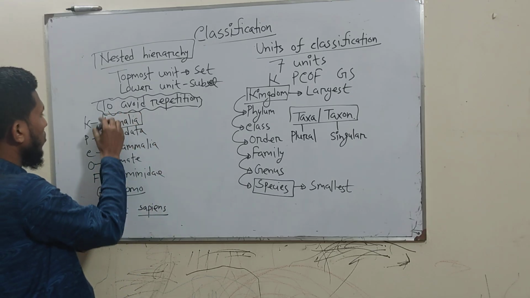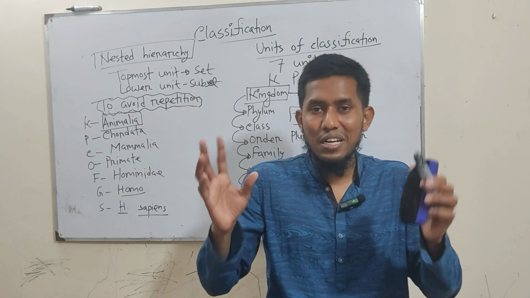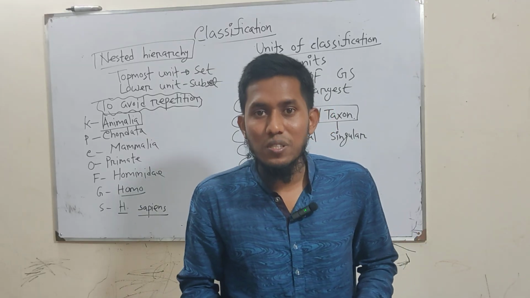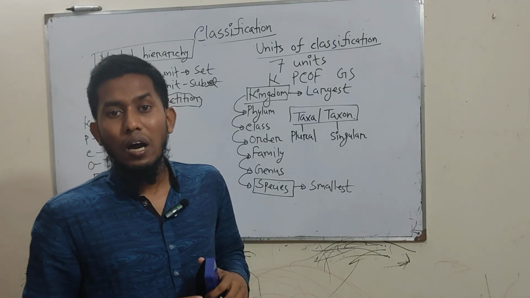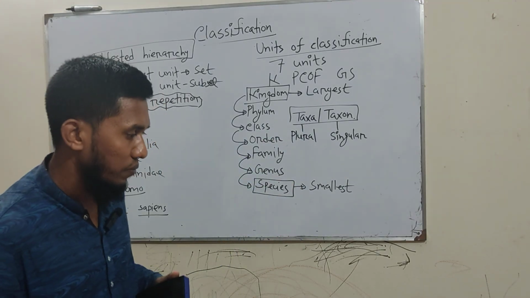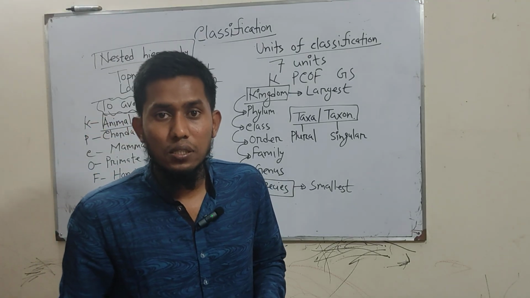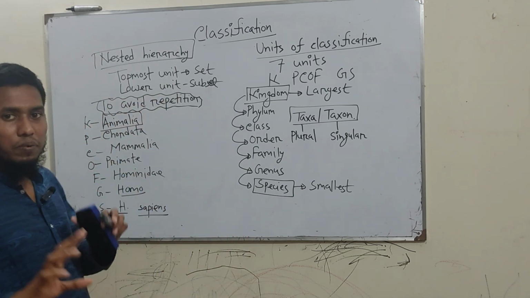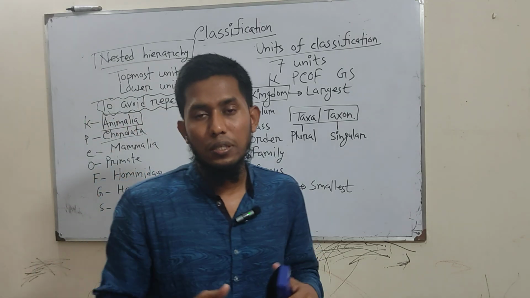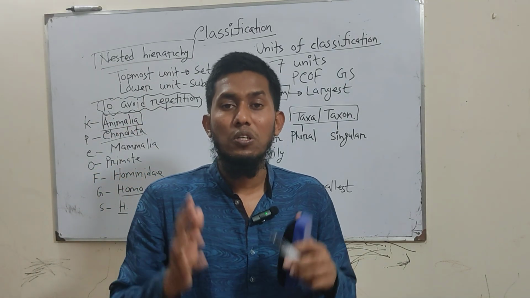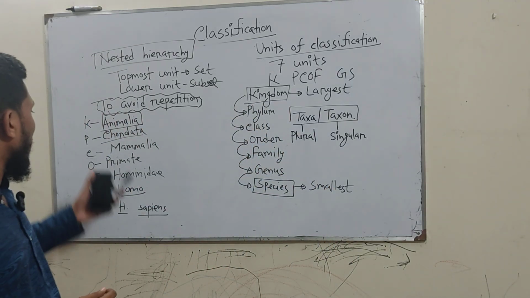Why does man belong to the kingdom Animalia? This question may come. Because we are multicellular and heterotrophs, which means we cannot produce our own food. We are directly or indirectly dependent on others for our food, and we have cells with a distinct nucleus. That's why we belong to the kingdom Animalia. Now Chordata. Why does man belong to the phylum Chordata? Because we have a notochord.